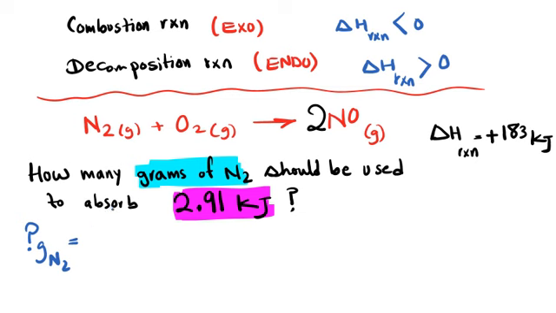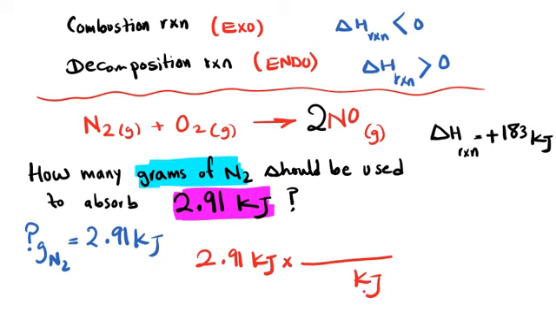So I have to start with 2.91 kilojoules. I'm going to write it here, 2.91 kilojoules multiplied by, and please look here, this is the kilojoule and I'm going to plug in here. But always when we have energy, we are able to convert that one to moles in the reaction. So I'm going to write moles nitrogen, again, for nitrogen we are looking for.